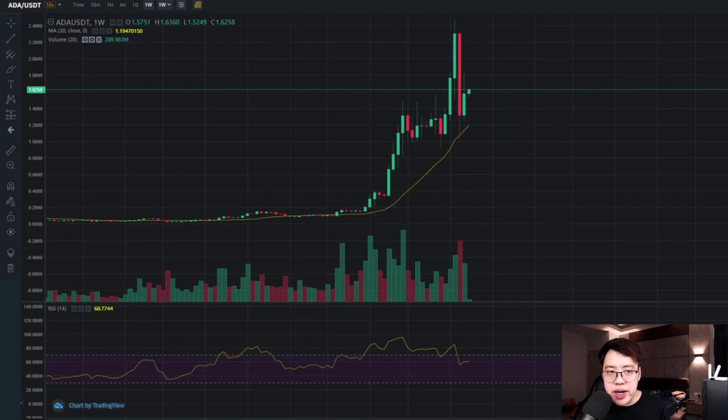Right now you need to see that the weekly chart is showing a very strong buy trend, and it's still above the moving average, so it's considered a buy trend. And the RSI is still showing above 60, so it's also considered a buy trend. So the whole weekly chart is showing you that Cardano has a possibility of an uptrend right now.